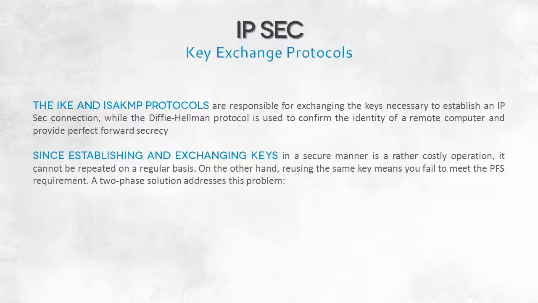The Diffie-Hellman protocol is computationally complex. If it was used regularly, it would have a perceptible impact on the efficiency of IPSec communication. Moreover, it cannot be used repeatedly for a long time because it would fail to meet PFS requirements. To create an efficient and secure solution, it was decided that the IPSec security associations would be negotiated in a two-phase process.